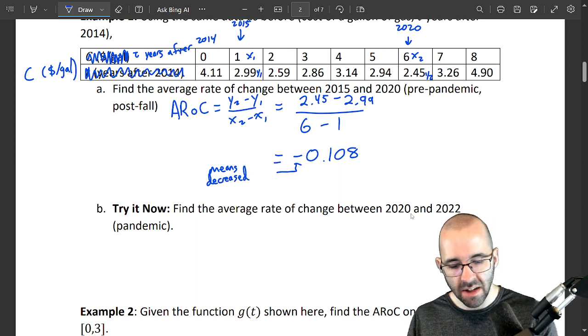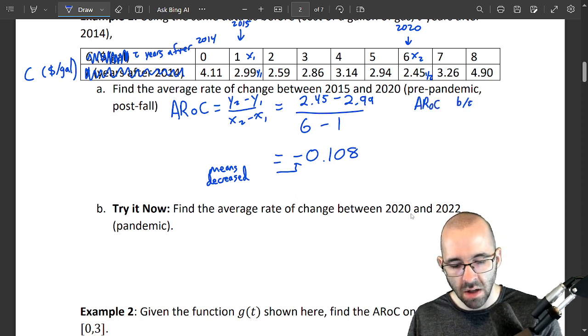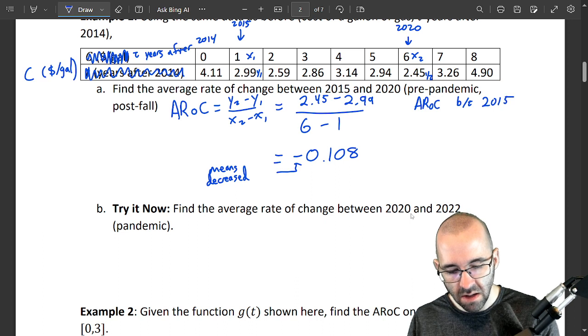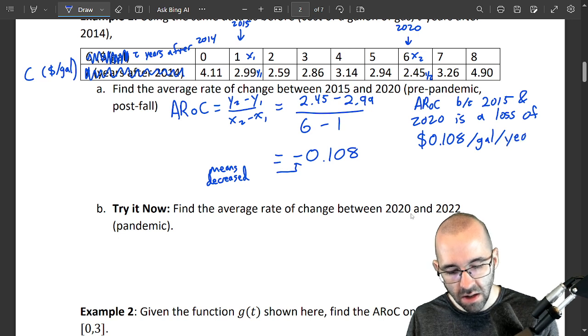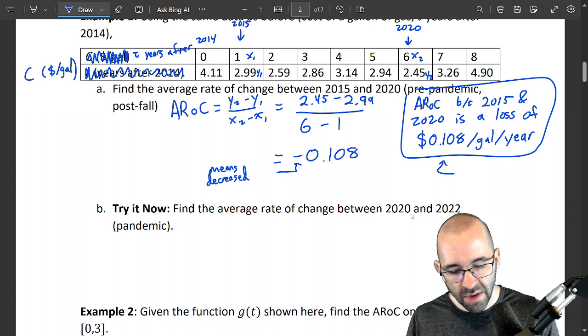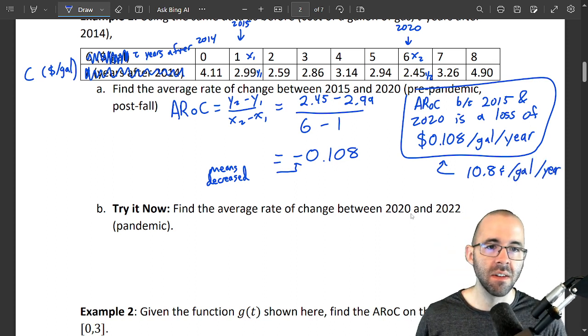So we can combine our answer to say the average rate of change between 2015 and 2020 is a loss or decrease of 10.8 cents per gallon per year. All right, that's one way that you can write it. You could also have written actually 10.8 cents per gallon per year. That would be fine too.